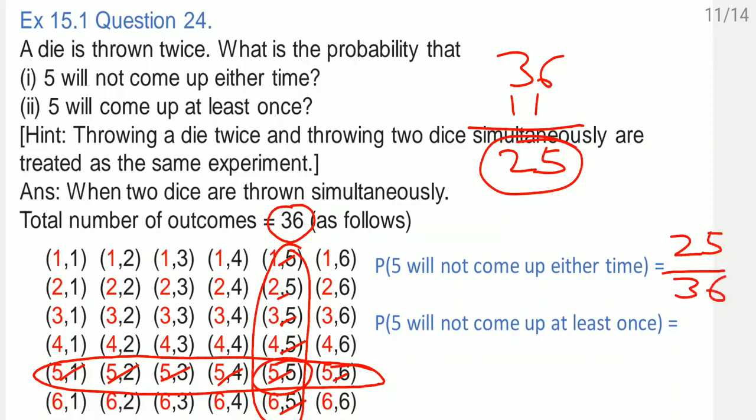Now come to the second one. They said the probability that 5 will come up at least once. Remove this one, it's not there. So at least once means if the 5 is coming more than one time, that is okay. So how many times is 5 coming at least? 11 times 5 is coming here. See, in all these observations, 5 is there somewhere. So the probability is 11 by 36.